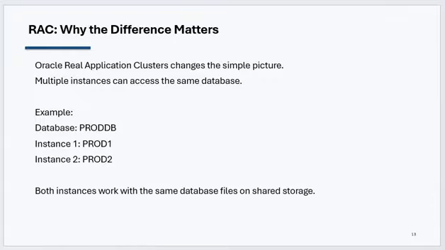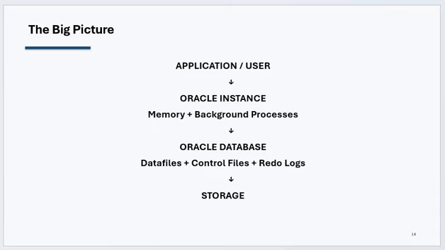This is one of the reasons why understanding the difference between database and instance is so important for an Oracle DBA. Let's put everything together on this single slide. A bigger picture: a user or application sends a request, and that request reaches the Oracle instance. The instance contains memory structures and background processes. The instance performs the required processing. It interacts with the physical Oracle database files, and then the result is returned to the user or application. So our simplified architecture is: application, which goes to the Oracle instance, which goes to the Oracle database, which is accessed from the storage.